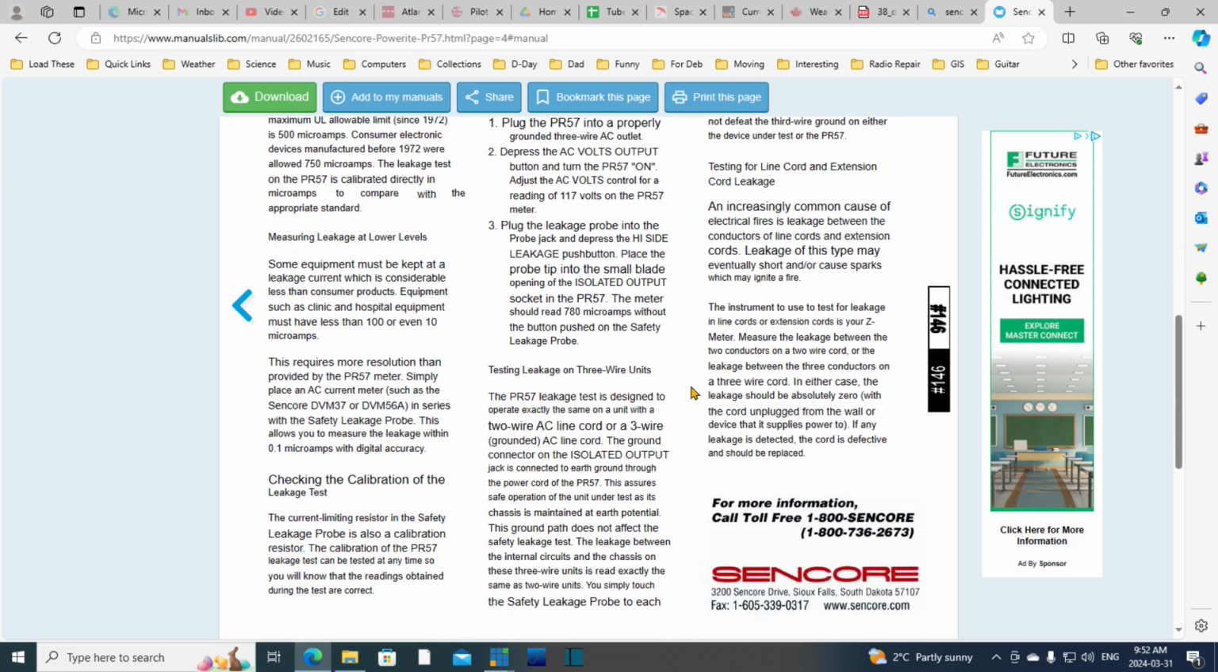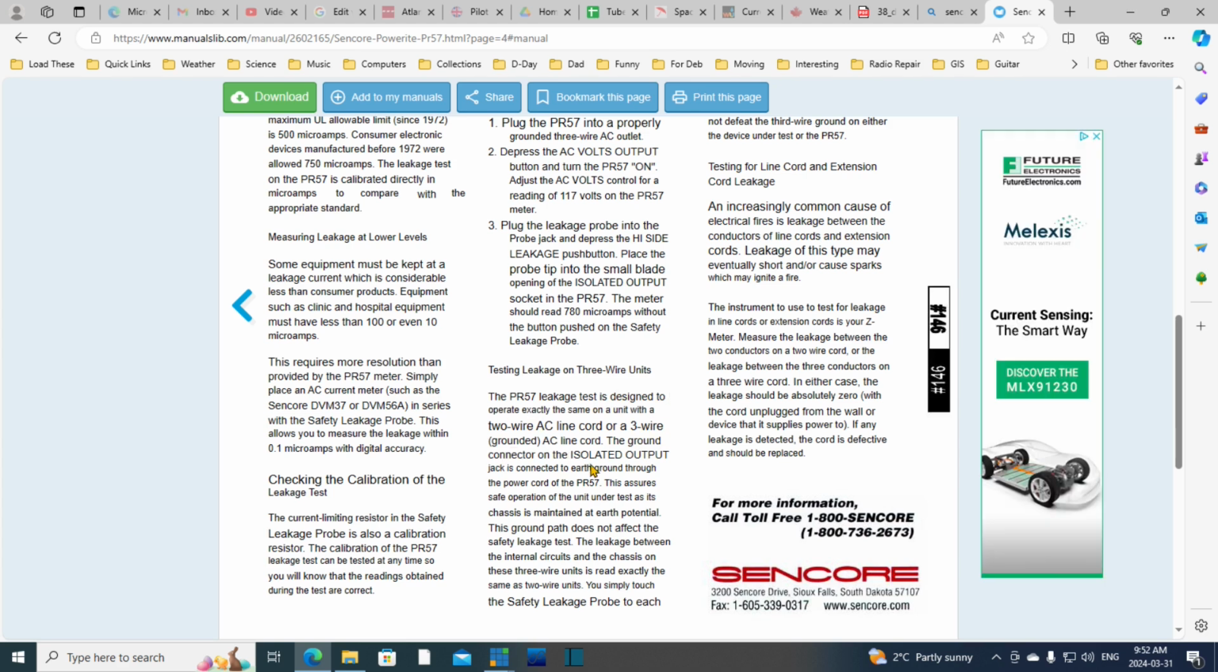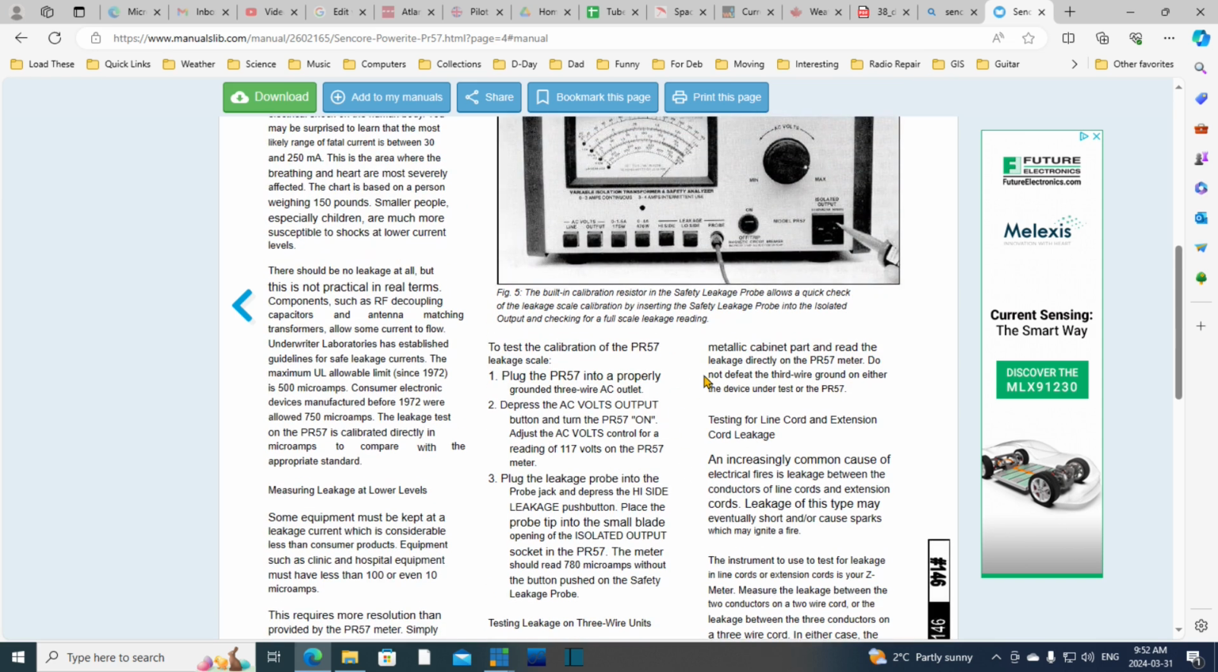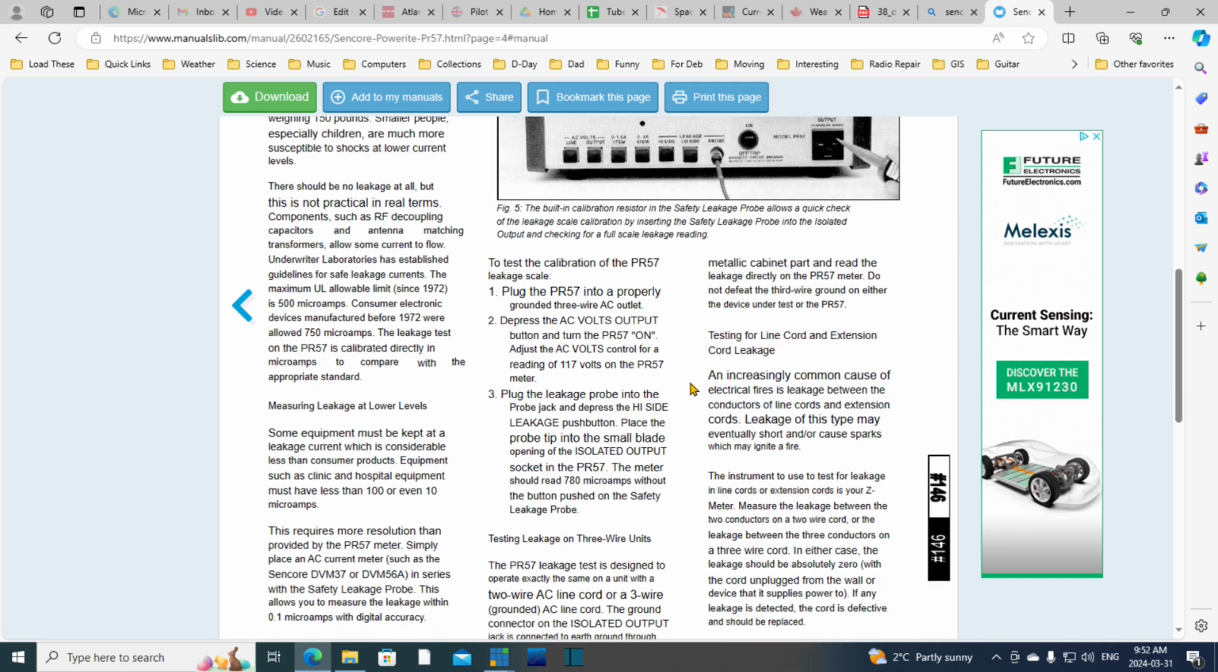Testing leakage on 3-wire units. Designed to operate exactly the same. Won't worry about this. I don't have a 3-wire unit here. This is a non-polarized 2-prong plug. What I'm testing is old enough they're not even commenting on it in here, because they mentioned the wide prong, but they never mentioned the unpolarized plug.